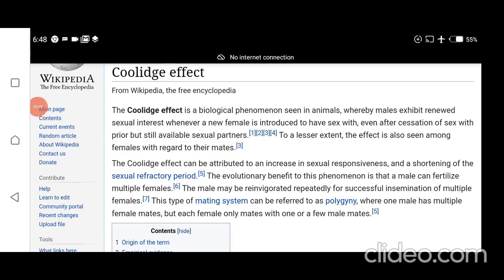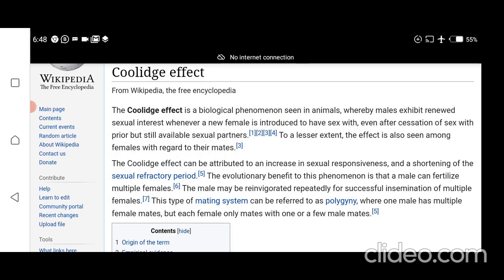The Coolidge effect is a biological phenomenon seen in animals whereby males exhibit renewed or increased sexual interest whenever a new female is introduced to have sex with, even after cessation of sex with prior but still available sexual partners. To a lesser extent, the effect is also seen among females with regard to their mates or males.